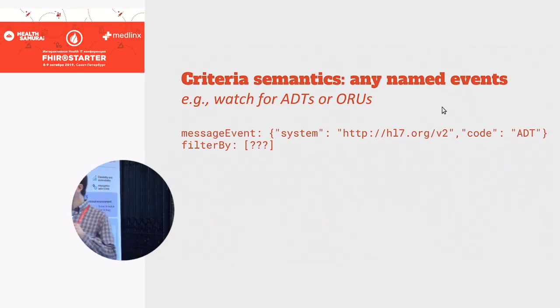At the same time, that facade server might have many events happening under the hood that are modeled using things like HL7 version 2, so admission and discharge and transfer events that you might want to trigger on.